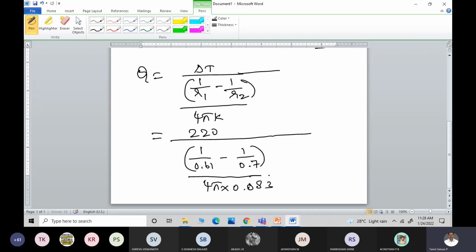How much is the value, final answer? I'm getting around 1007. What about others? Only one person is doing the calculations. Remaining others are sleeping, I think. 1088. One of the persons is saying 1007, the other one is 1088. Which is the correct answer?